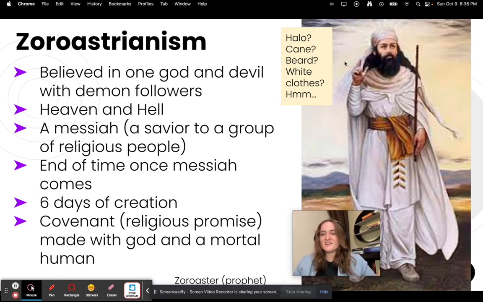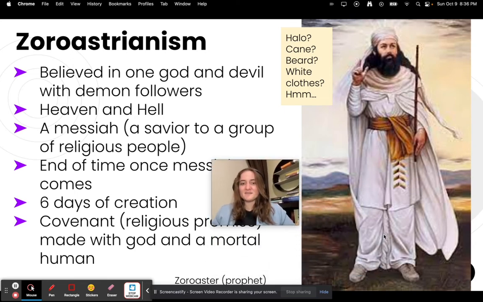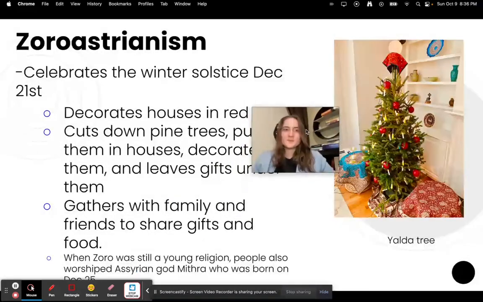So you're probably looking here like, oh, look at this cool picture. So this dude is the prophet. His name is Zoroaster. He has a halo, and he has a cane, and he has a beard, and he has white clothes. Yeah, cool. All right.